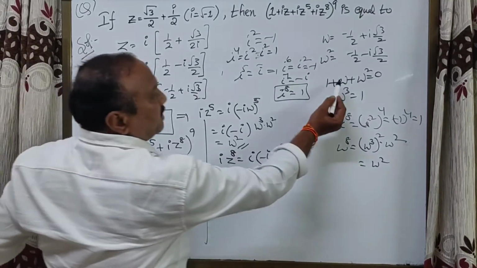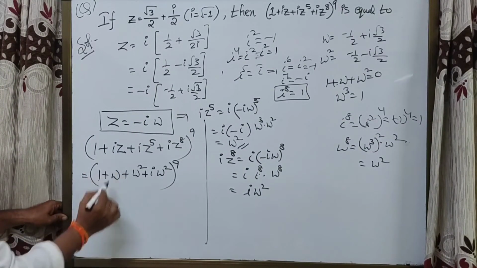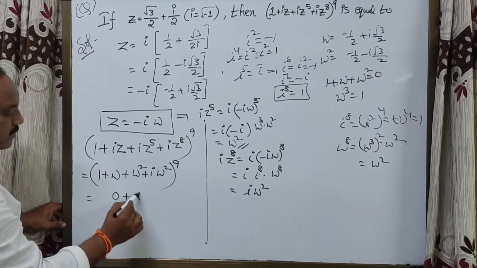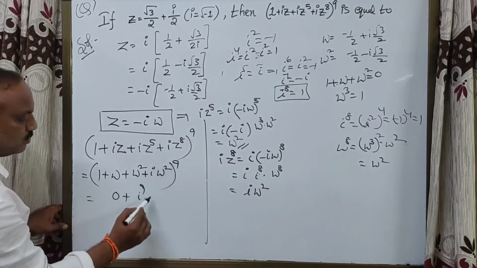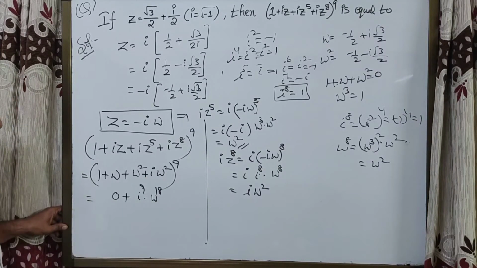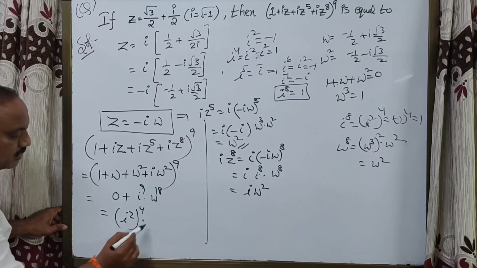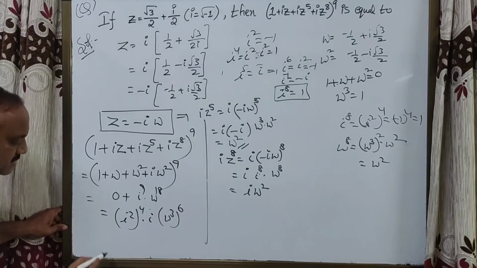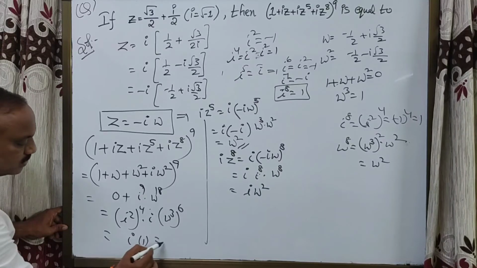We know 1 + ω² is 0. This value is 0 plus i⁹, this is ω¹⁸. i⁹ is how much? We write it as (i²)⁴ into i. It is (ω³)⁶. So it is i, it is 1. Total answer is i.